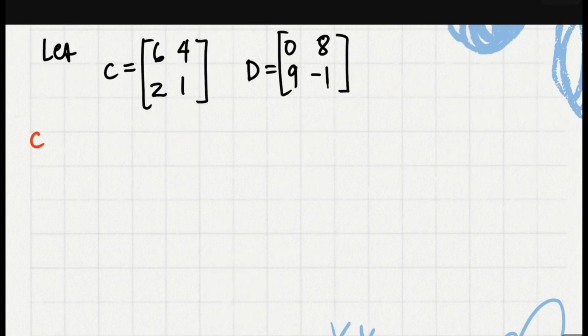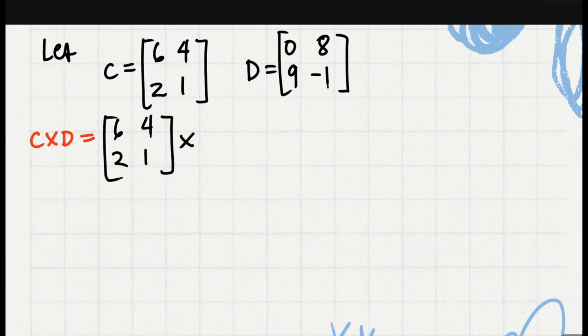Let's try another example. So a larger matrix, so C times D. This is a 2 by 2 and a 2 by 2 matrices. So we are good to go to multiply these two matrices. They have the same number of row and the same number of column to the other side. So matrix C times D.